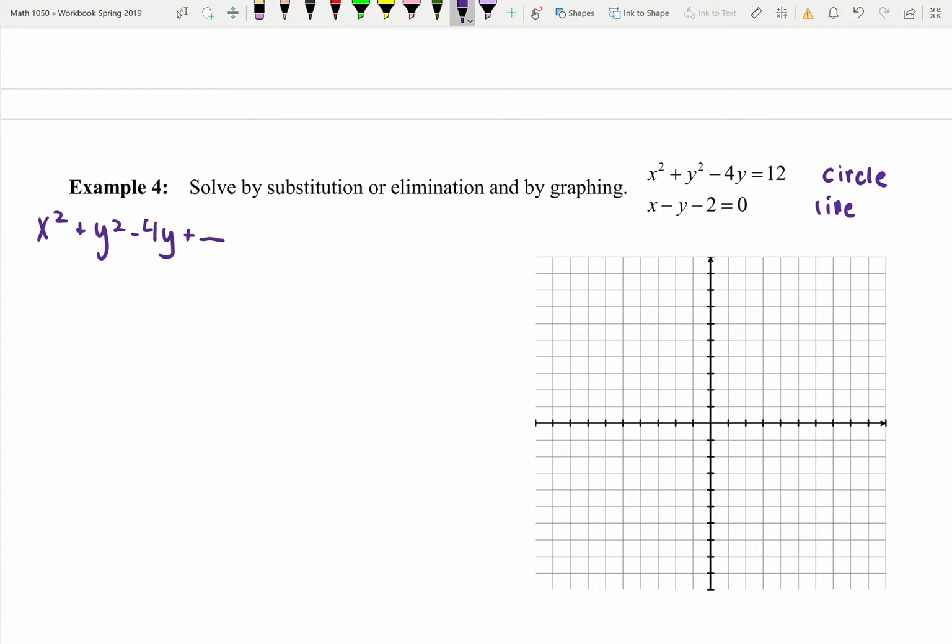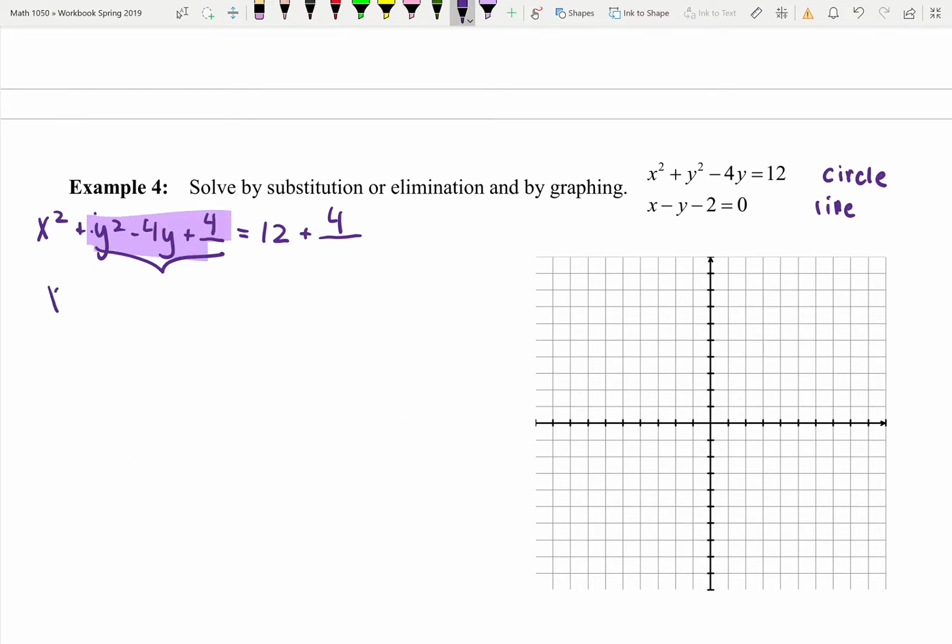plus blank equals 12 plus blank. So all I've done is just add some blanks. Okay, now I'm going to complete the square on the y's. So 4 divided by 2 is a 2. 2 to the second is a 4. So I'm going to add it there, and I'm going to add it there. And now what I'm going to do, you guys, is I'm going to factor this y right here. Okay, I'm going to factor those y's.